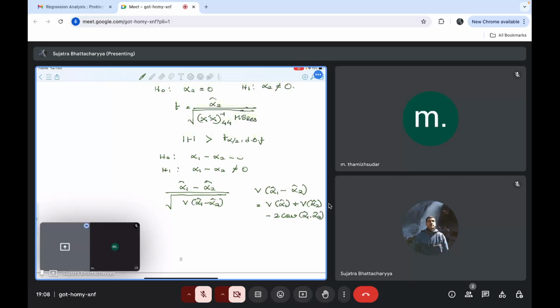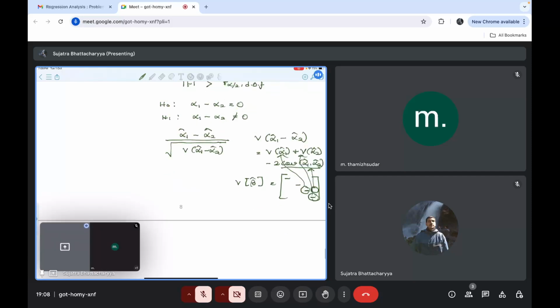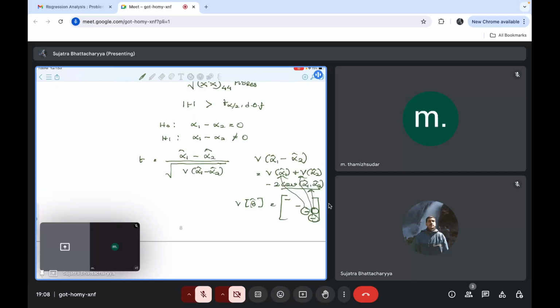So how will you do that? Again, if you look at variance of beta hat, the matrix, which is a variance covariance matrix, here you have the diagonal elements, and this is the covariance of alpha 1 hat, alpha 2 hat. This is variance of alpha 1 hat. This is variance of alpha 2 hat. So this is this, and that is that. In this way, you can have your statistic, and in the same way, you have to test the hypothesis. Based on this, you say whether H0 is accepted or H1 is accepted. This is how the thing is.